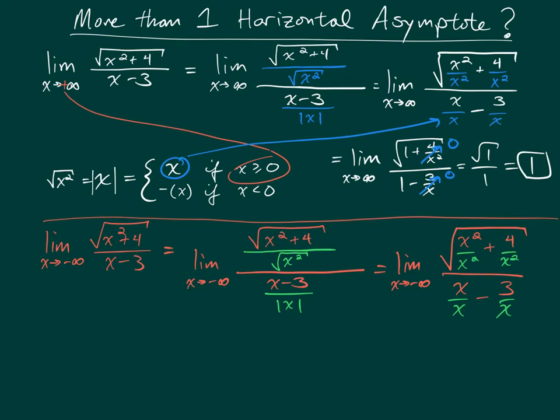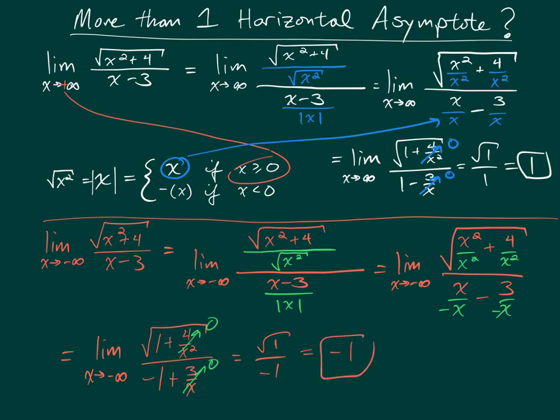And if the fractions are simplified, oops, I forgot the negatives. If the fractions are now simplified, then the new limit will look something like this. And we can still send these limits or these terms to 0, and you end up with a square root of 1 over negative 1, which is negative 1.